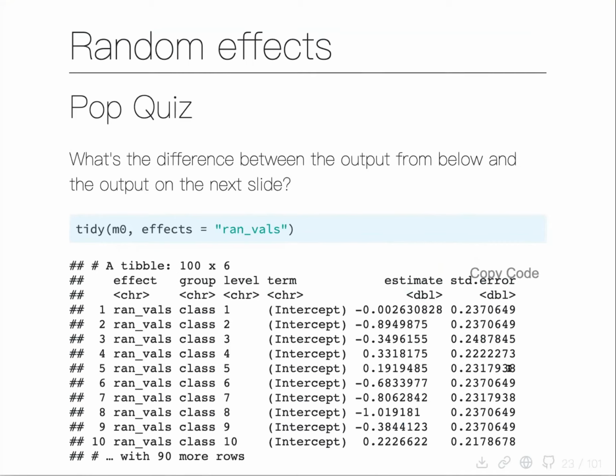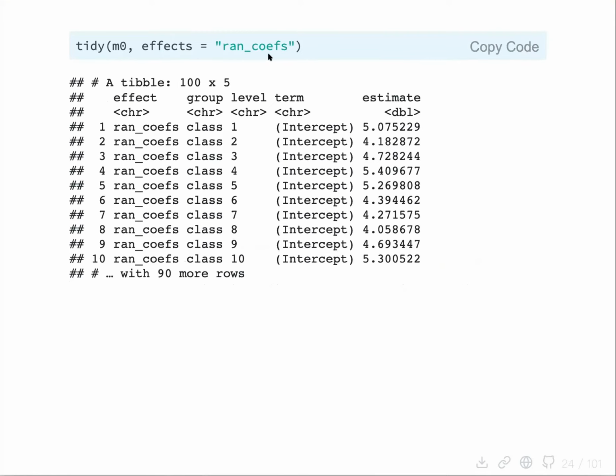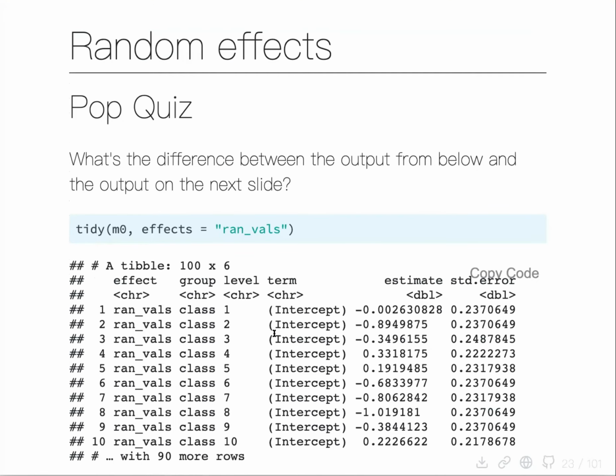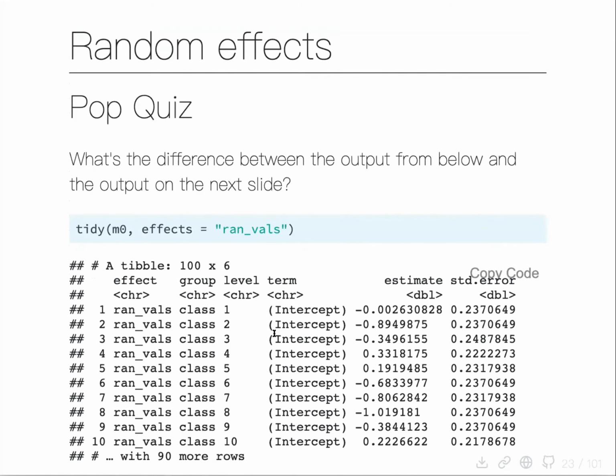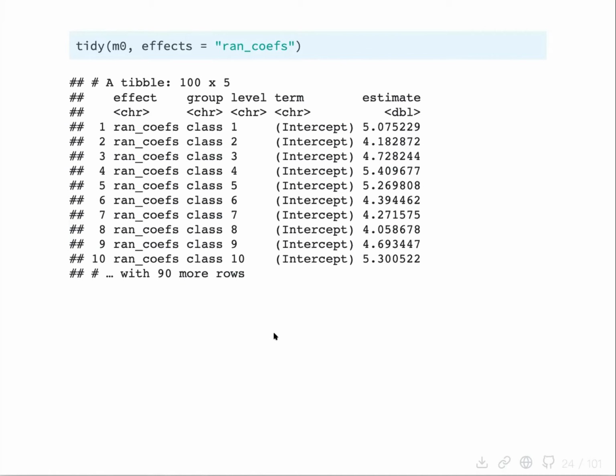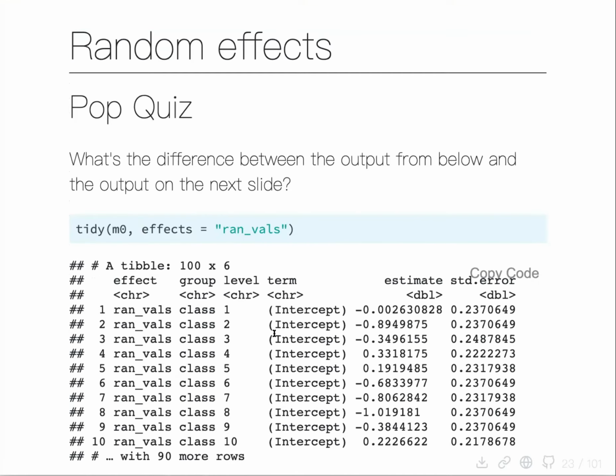All right, this is a random pop quiz that I'm going to ask you. Let's look at this output right here, right? So I'm saying tidy M0, effect equals ran_vals, okay? And look at these estimates here and what my group is and the level, okay? So think about that. And then look at this same thing over here when I say ran_coefs and see the estimate, group, level. Okay, so I'm going to flip back and forth between those. What do you think the difference is between those? They are highly related.